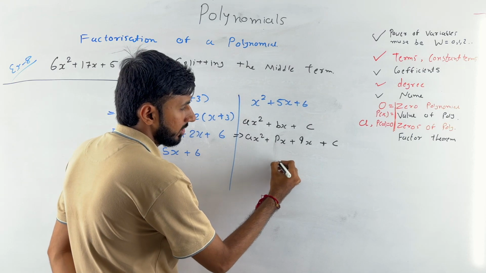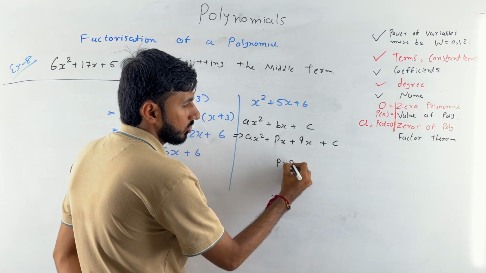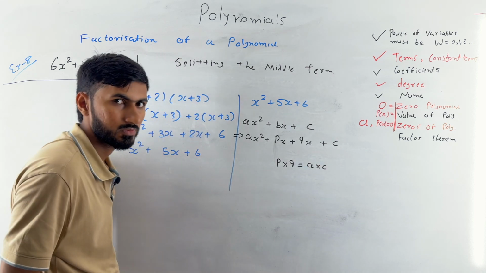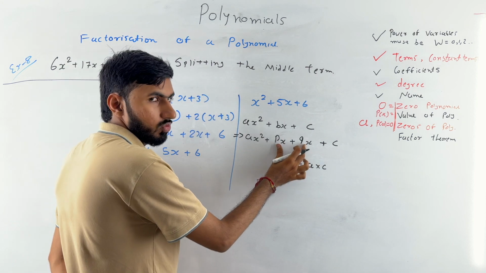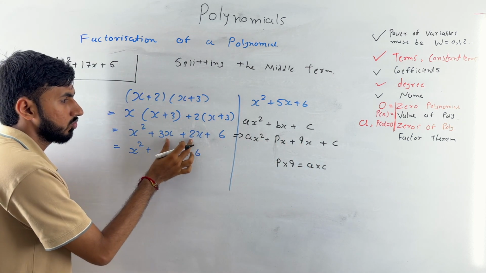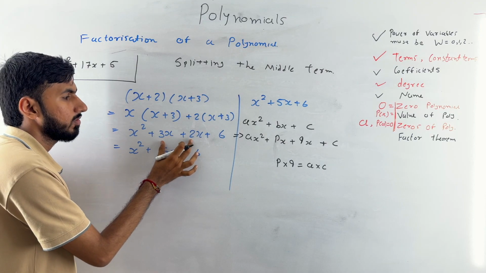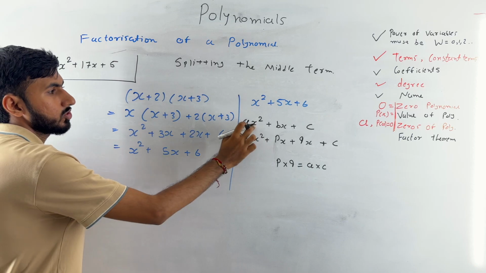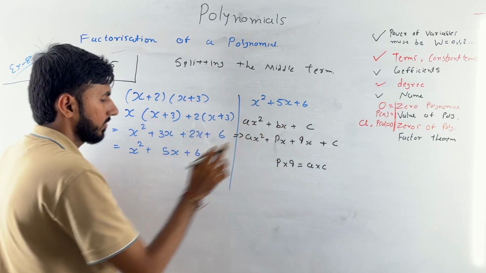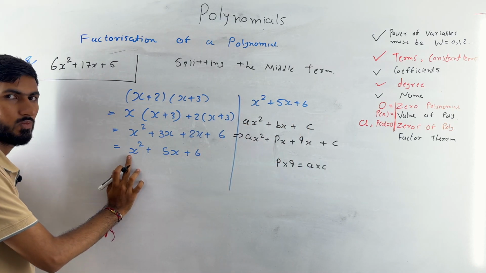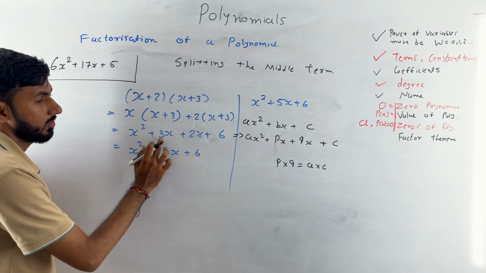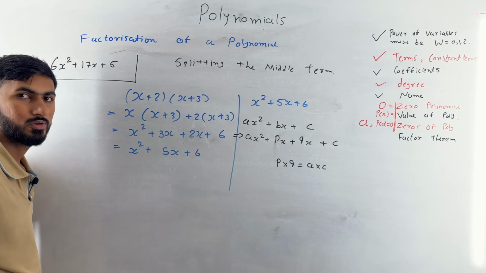So your criteria will be p multiply q should be equal to a multiply c. You can see here, 2 multiply 3 should be equal to a multiply c. And what is a and c? A is the coefficient of x square, c is the constant term. Here the coefficient of x square is 1, constant term is 6. So 1 multiply 6 will be c, and you can see 3 multiply 2, that is also 6, right?